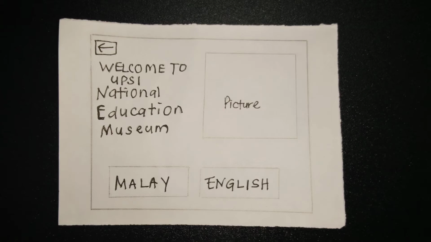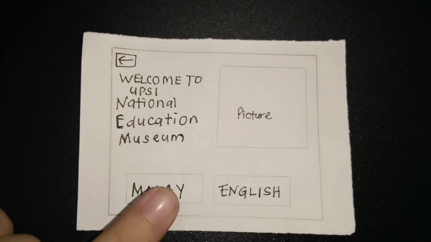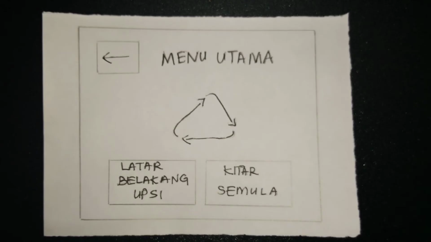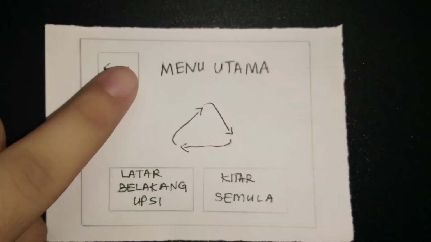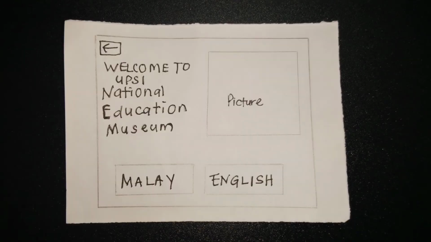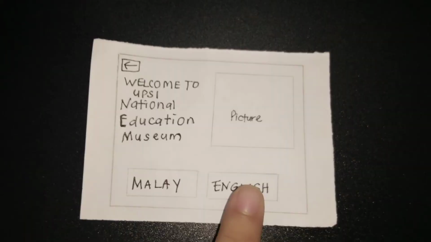If you prefer the Malay, you touch the Malay icon and it will go straight to the next page, which is the menu utama, which has latar belakang UPSI and kitar semula. But if suddenly the user changes their mind, the user can also touch the previous button and it will go again to the language page, and you can tap on the English icon.